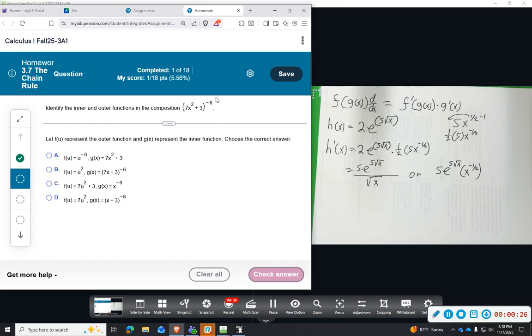match. So the outer function is just something raised to the -6. So the f of u would be u raised to the -6, just replacing the whole thing with a u, and then g of x is going to be the inside, which is going to be 7x squared plus 3. So A looks like it matches with doing a u substitution. None of the others match. This is not having taken the derivative yet, just matching up functions.